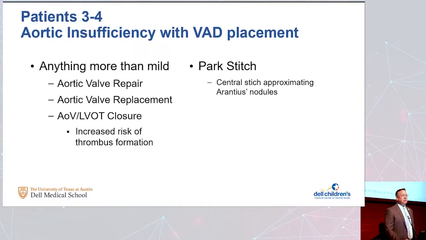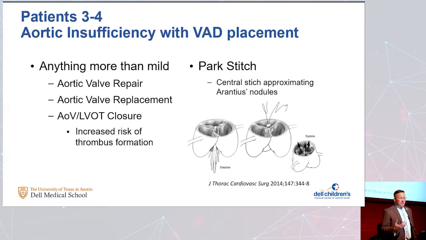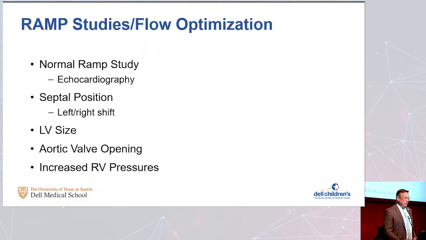We employed a Park stitch for 2 of these patients. That's a central stitch approximating the nodules of Arantius. I always like saying that word, Arantius, it's fun. What this does, due to this large amount of AI during diastole, is bring that center portion of the valve together and make it competent. So the aortic insufficiency is solved. It also allows some level of opening of the commissures to wash that valve out, allow some flow in there, reducing the potential thrombus around that outflow. So we employed that in 2 of our patients.